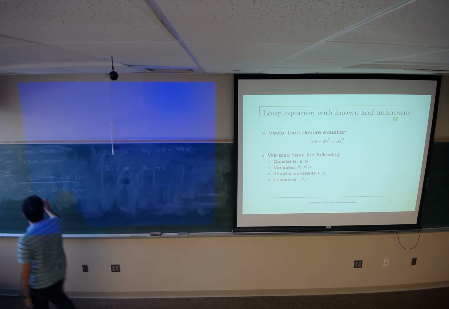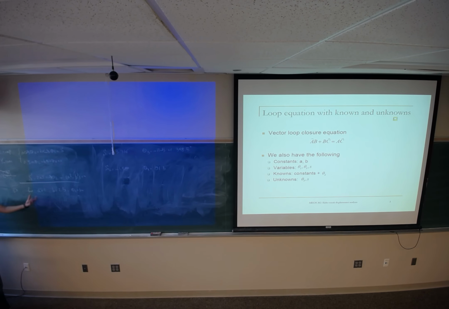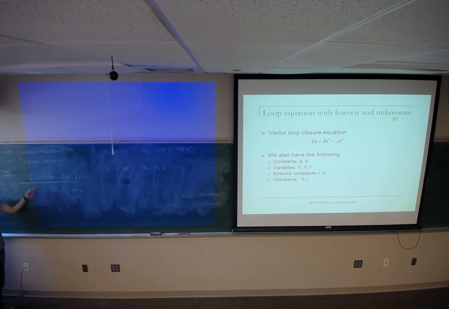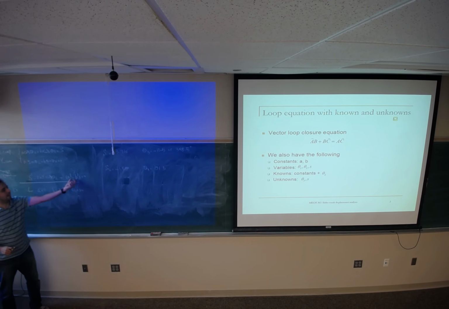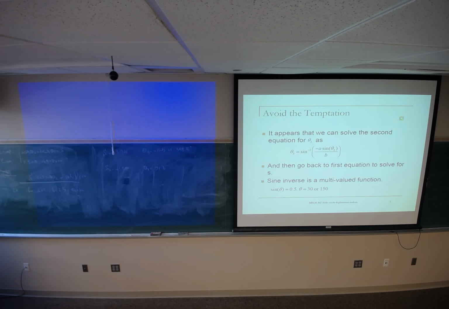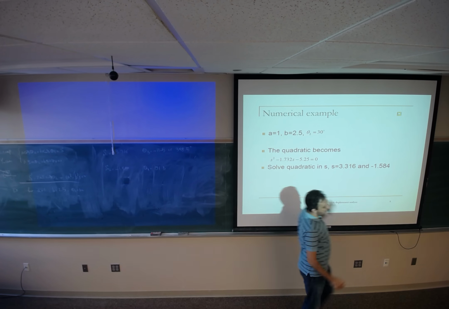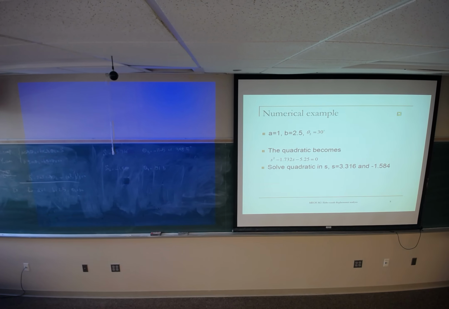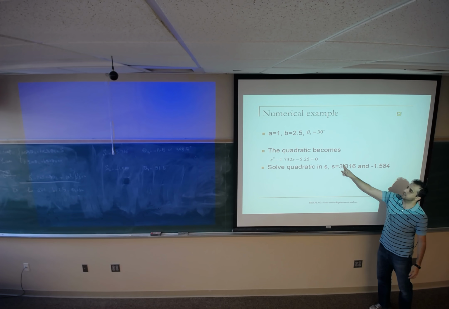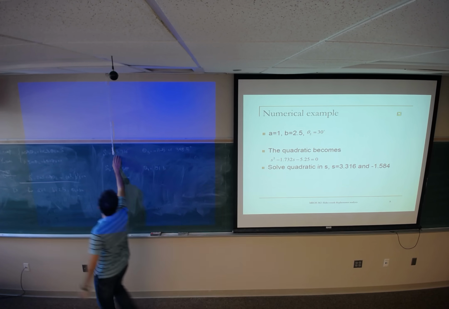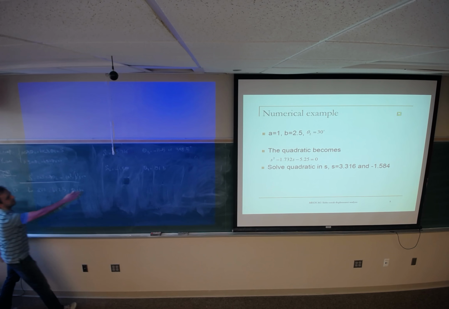So for this example, A is 1, B is 2.5. We would like to know what the displacement analysis would be if theta 2 is 30 degrees. You just plug in the numbers there. A is given, theta 2 is 30 degrees, A and B are given. You will get a quadratic equation, which is this one. And then you can get two values, S1 and S2. This is going to represent mode 1, and this is going to represent mode 2. So S1 is 3.3116, S2 is going to be negative 1.584.